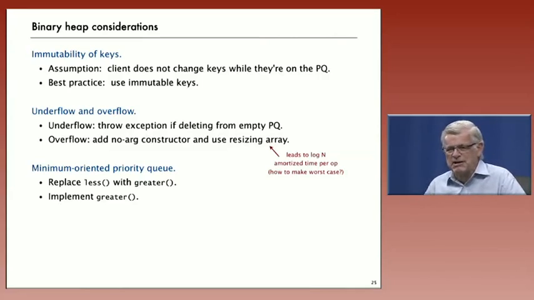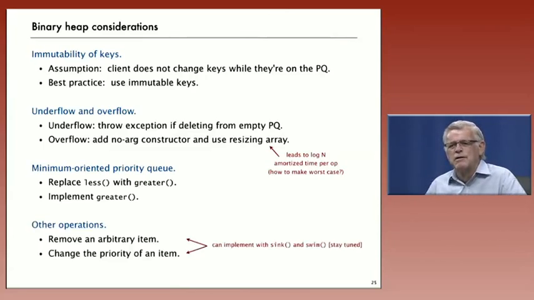Usually we provide two implementations, one that's max-oriented, one that's min-oriented, so that nobody gets confused, and they're the same except less and greater are switched. We'll see later on, there are times when we want to expand the API and provide other operations like removing an arbitrary item from the priority queue, or give the client the capability of changing the priority of an item. Our sink and swim methods are good for making this happen, but we'll delay these implementations until we need them in a more complicated algorithm.